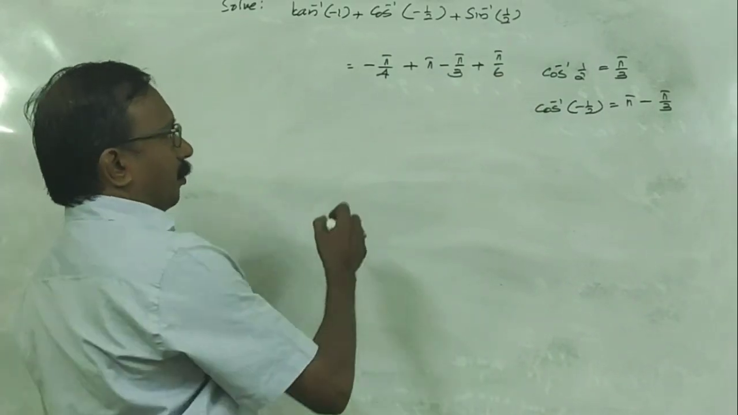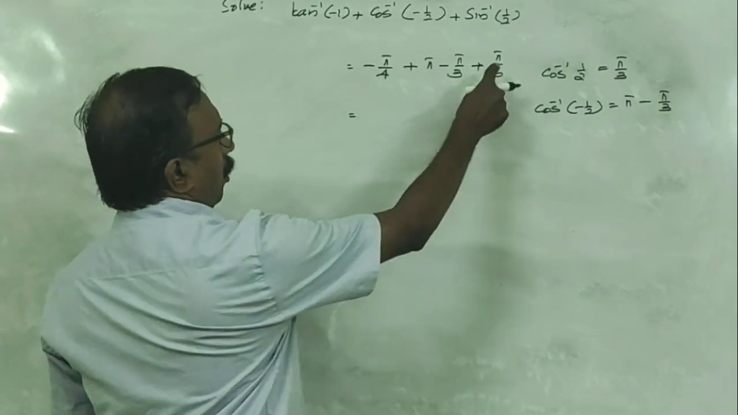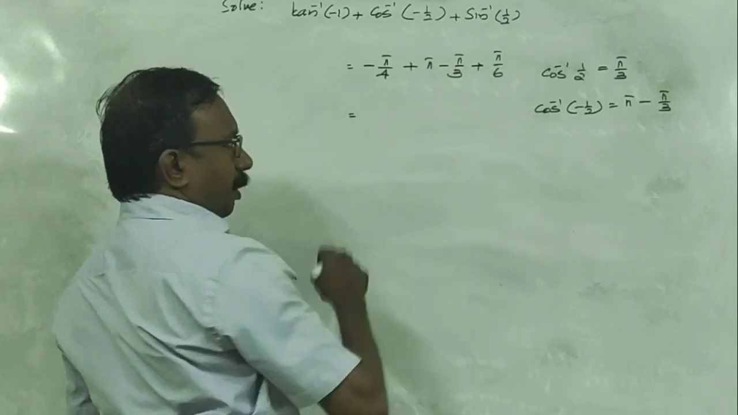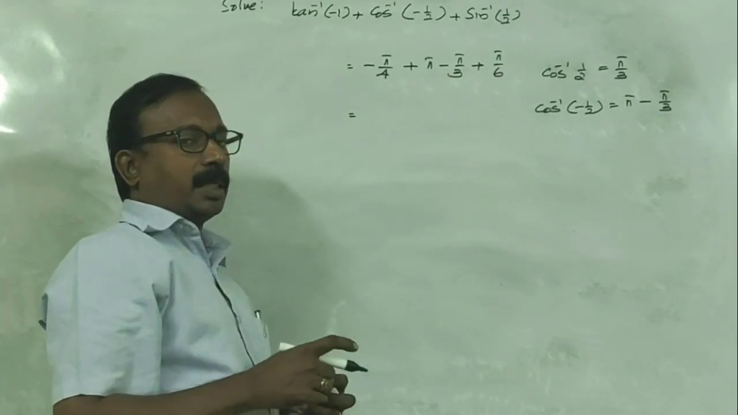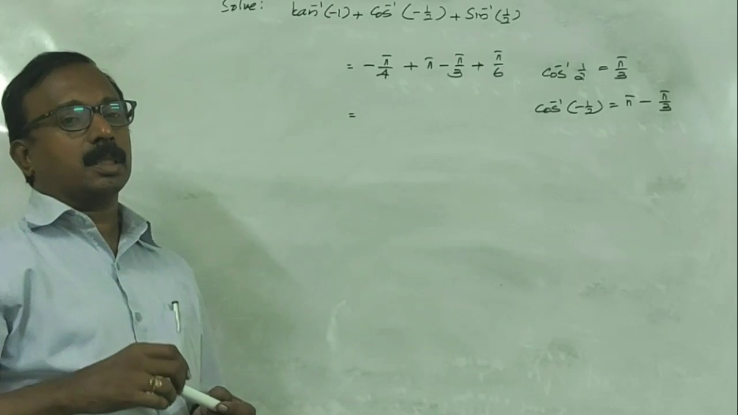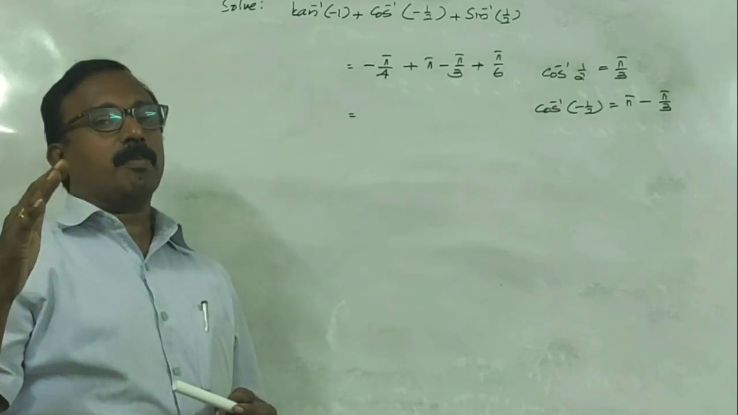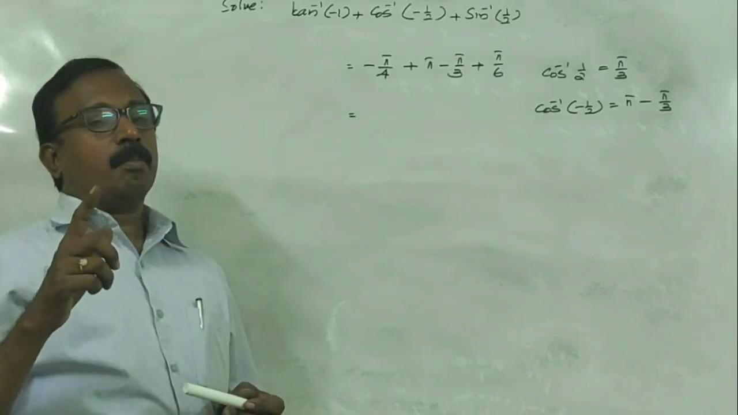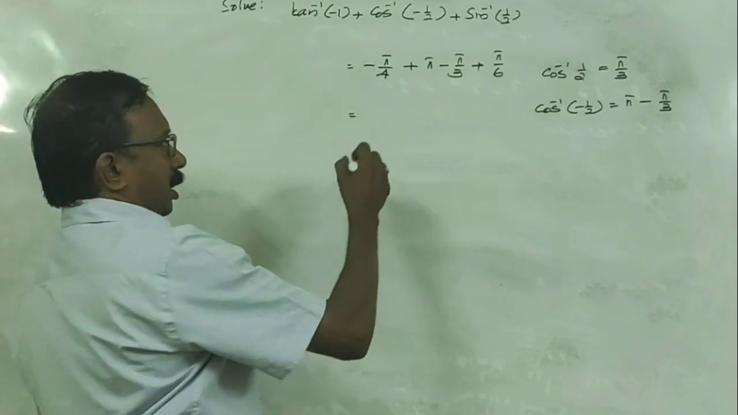So we have pi by 6 minus pi by 3. Minus pi by 3 is minus 60, pi by 6 is 30. Minus 60 plus 30 is minus 30. That is minus pi by 6.